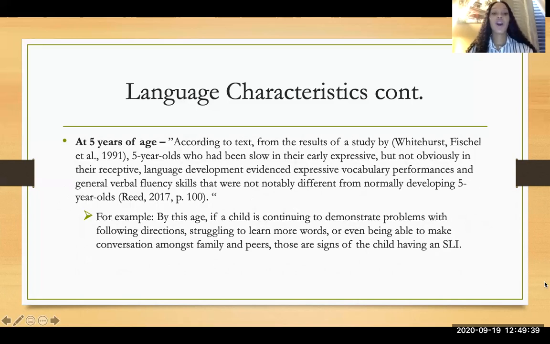At 5 years of age, according to text from the results of a study by Whitehurst, Fischel, et al., 1991, 5-year-olds who had been slow in their early expressive, but not obviously in their receptive language development, evidenced expressive vocabulary performances and general verbal fluency skills that were not notably different from normally developing 5-year-olds. This comes from Reed 2017, page 100. An example of this would be, by this age, if a child is continuing to demonstrate problems with following directions, struggling to learn more words, or being able to make conversation amongst family and peers, those are some potential signs of the child having an SLI.